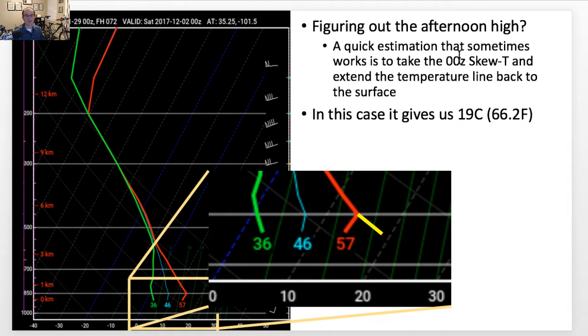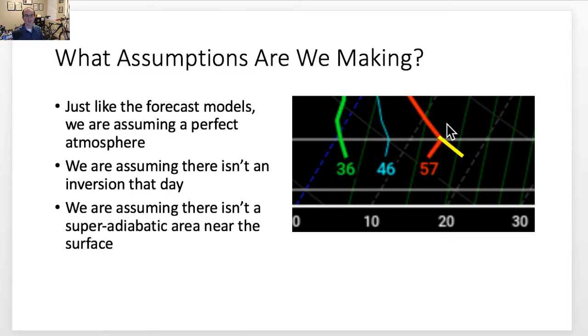But figuring out the afternoon high, a quick way to estimate it is you take the 0Z SKEW-T and you just pull that line dry adiabatically down to the surface. And once you do that, you get to about 21 degrees in here. Or, excuse me, 19 degrees. So I pulled that yellow line down too far. It gets you to about 19 degrees in here, right there, because your 20 degree line is right there. And that gets you about 66 degrees.